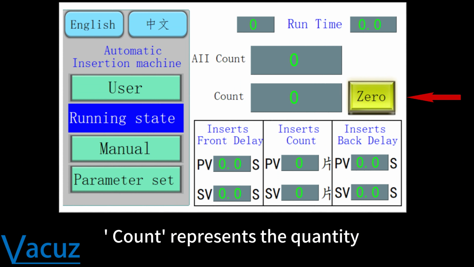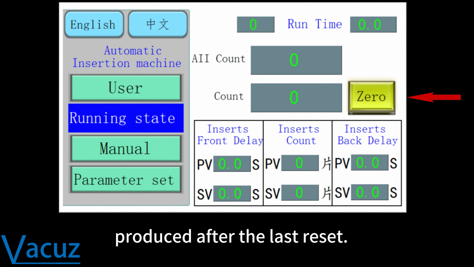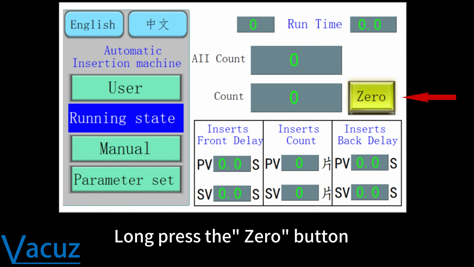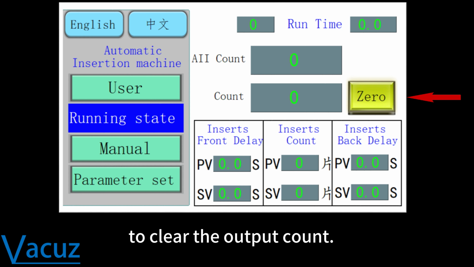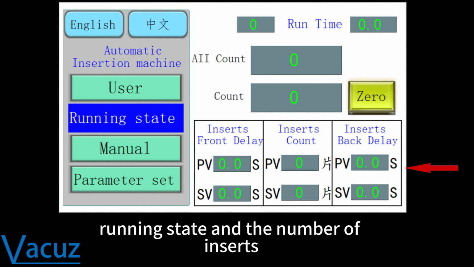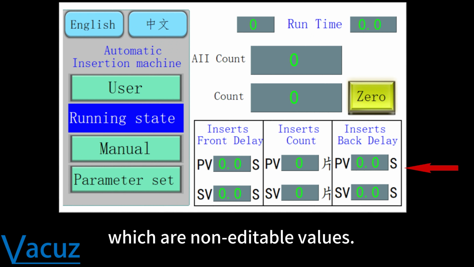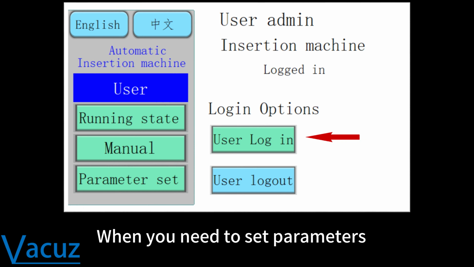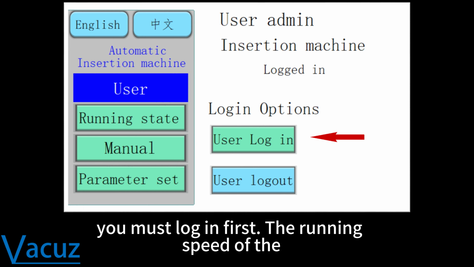Count represents the quantity produced after the last reset. Long press the 0 button to clear the output count. Parameters below 0 represent machine, running state, and the number of inserts, which are non-editable values. When you need to set parameters, you must log in first.